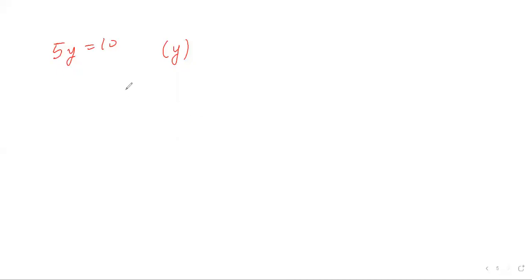Okay. We divide everything by 5. So 5y divided by 5 is equal to 10 divided by 5. Then what do we do? 5 goes into 5 one time, 5 goes into 10 two times. So we get y is equal to what? 2.